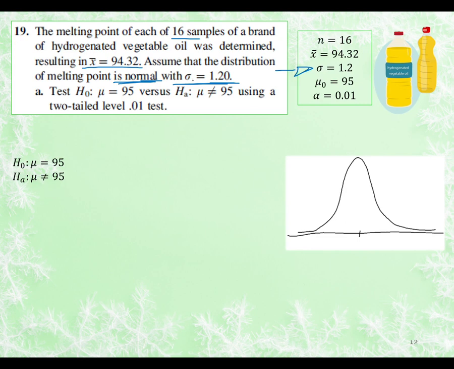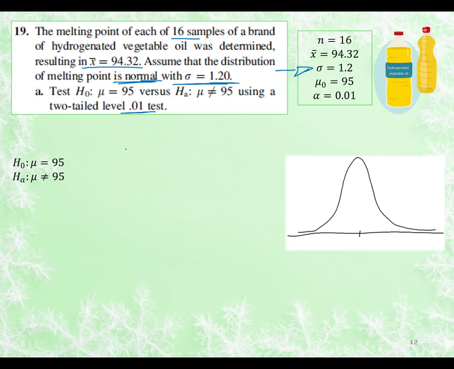Now, in part A of this question, they ask you, test the null mu equal to 95 versus the alternative that mu is different from 95 using a two-sided test with alpha 0.01. So there I've put my alpha as well. So I've written my null and alternative here. So that's our step 1 completed.